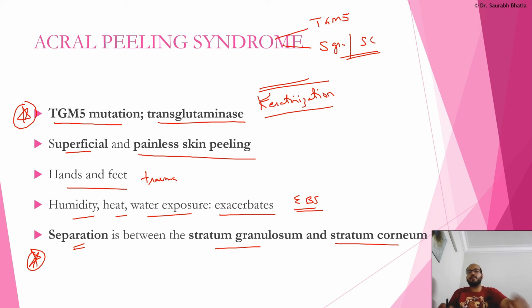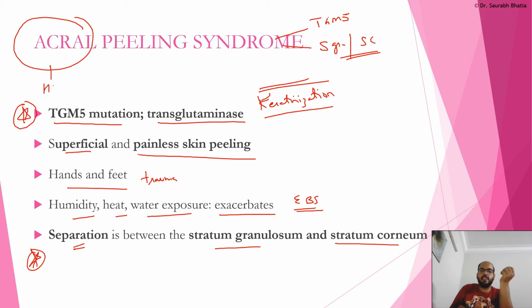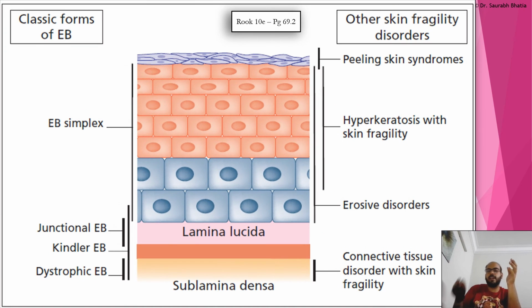So if the separation is between stratum corneum and stratum granulosum, this superficial split will be there and there will be less pain or painless skin peeling. Clear? Mostly on the acral side. That is why it's known as acral. That means hands and feet are involved. Peeling, there will be painless peeling, and syndrome. Clear? So as I had said, these are the last subtype, and I'll give you a mnemonic to remember them.